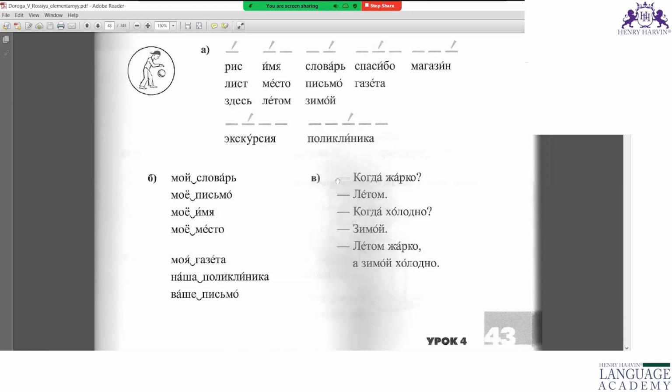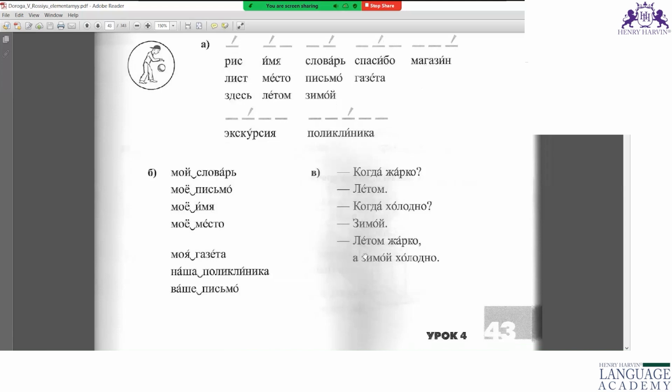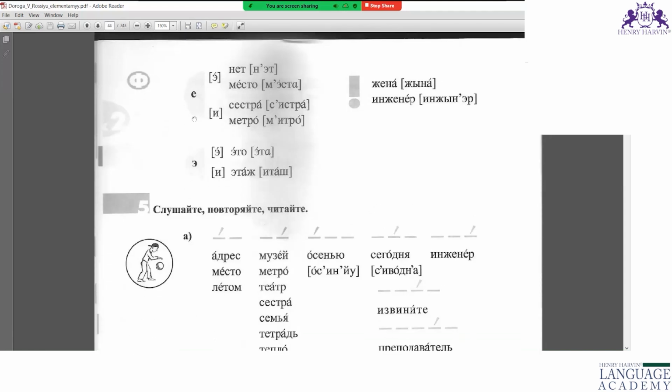Когда жарко, лето. Когда холодно, зимой. Летом жарко, а зимой холодно. Так, когда жарко. When is it hot? Летом. Когда холодно? When is it cold? Зимой холодно. Летом жарко, а зимой холодно. And we have this "а" when we contrast something, right? In summer it is hot, but in winter it is cold. Летом жарко, а зимой холодно. Okay. Next we have here letter E and Э.